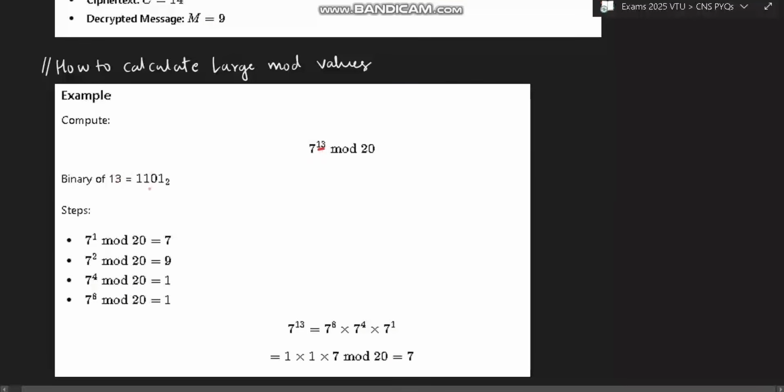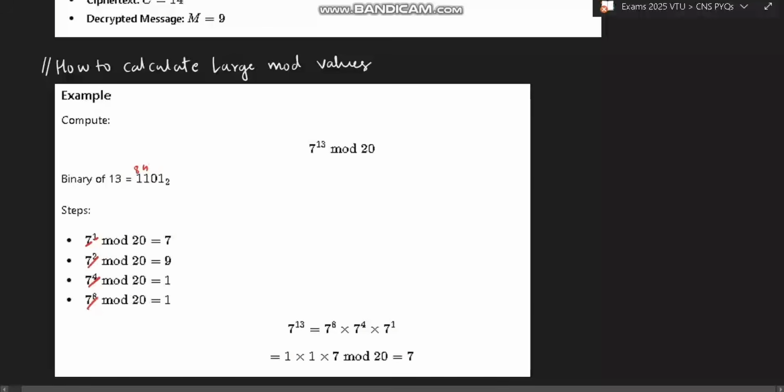After you have written this in binary, you have here 1, 2, 4, 8, right? This place is 2 power 0. This place is 2 power 1. This place is 2 power 2. This place is 2 power 3. I hope you know this much, right? You studied this in third semester, so based on that same concept you have to write it here. Since these are 1, 2, 4, 8, you take 7 raised to 1, 7 raised to 2, 7 raised to 4, 7 raised to 8, and do mod 20.